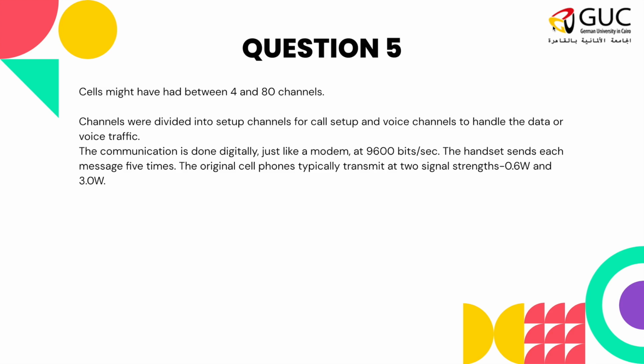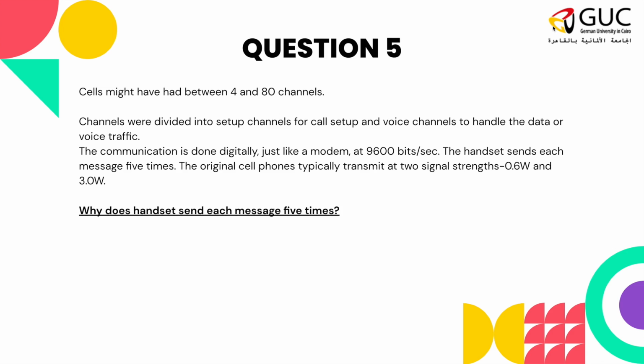The handset sends each message 5 times. So every time I send a message, I will send it 5 times, okay? The original cell phones typically transmit at 2 signal strengths, either 0.6 watt or 3 watt. And now let's have our questions.